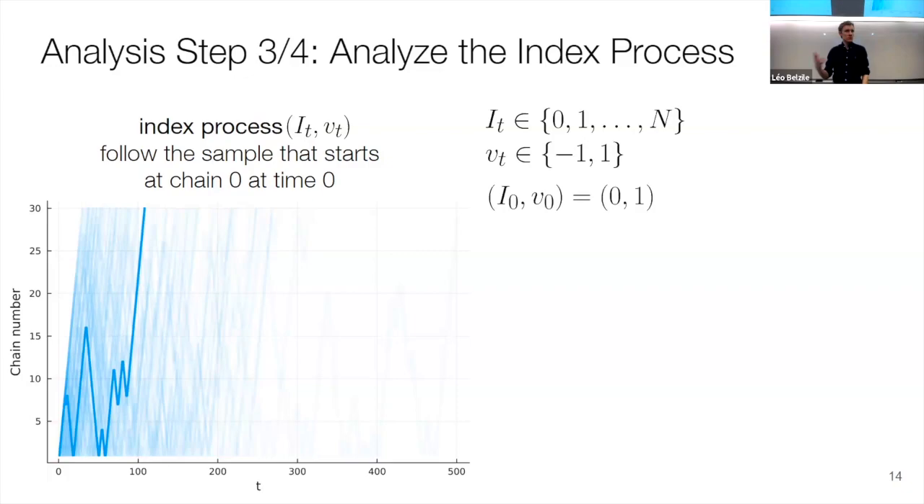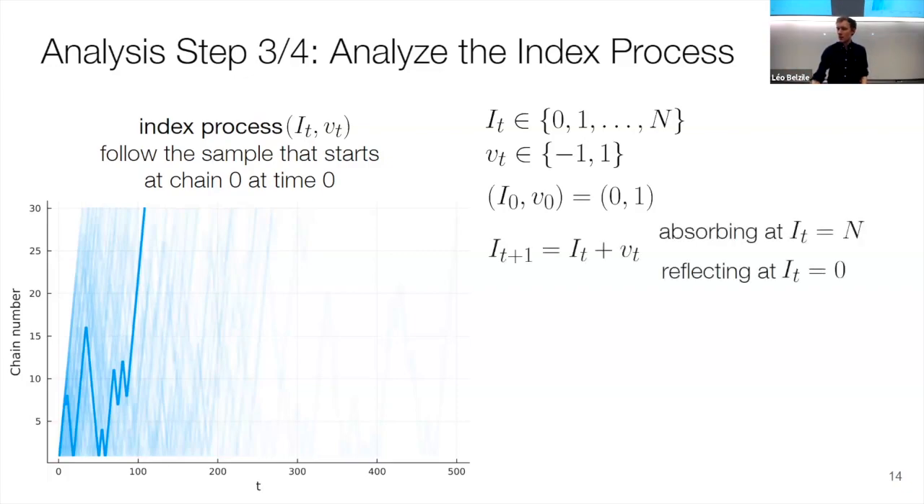I initialize at 0, my reference distribution, with velocity 1. And it follows its velocity at time t. If it ever reaches n, which is our target, it absorbs, so it just stays there. And if it ever goes back down to the reference, it reflects, so it starts traveling up again. The only randomness here is that my velocity v flips with probability 1 minus alpha.